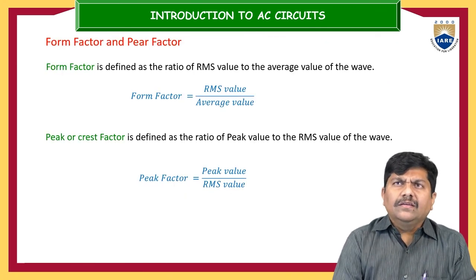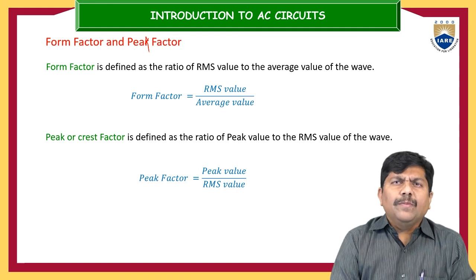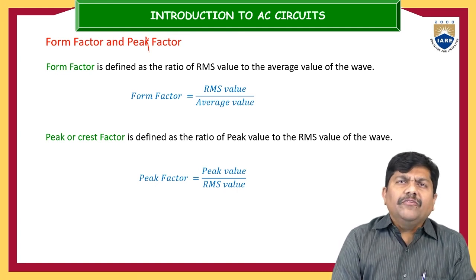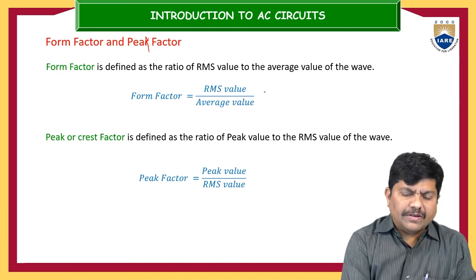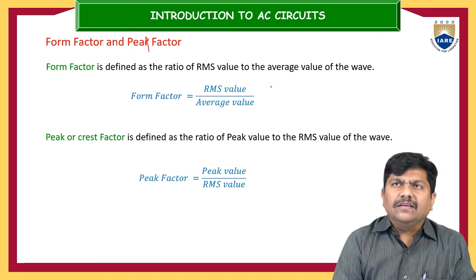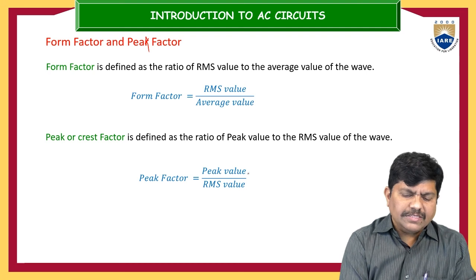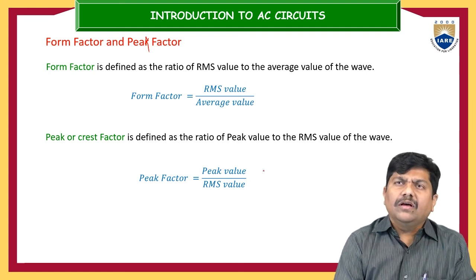Form factor and the peak factor. What is this form factor? Because now we have studied instantaneous values, RMS values and peak values, that is the maximum values. If one is known to us, we can predict the other quantity also. So with the help of the average value, RMS value and peak value, we can develop two more factors. The form factor can be defined as the ratio between RMS and average, and the peak factor or crest factor is defined as the ratio between the peak value and the RMS value.